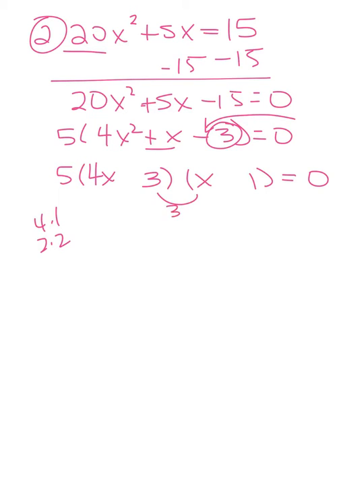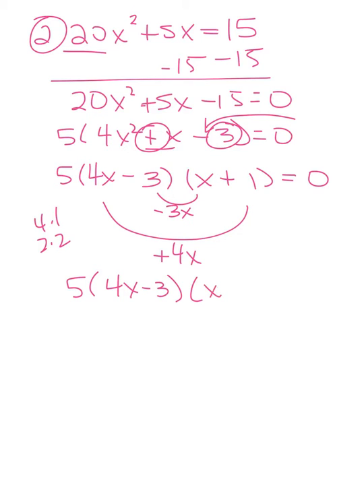Again, my inside loop gives me 3x, my outside loop gives me 4x. Now because this is a plus, I need my higher combination, which is 4, to be a plus, and my 3 to be a negative 3. So my plus will go here, and my minus will go here. So when this is factored, I have 5 times the quantity of 4x minus 3 times the quantity of x plus 1, and that's equal to 0.